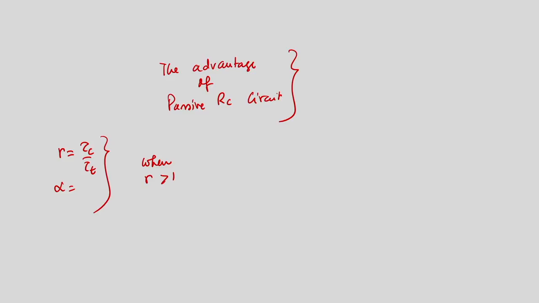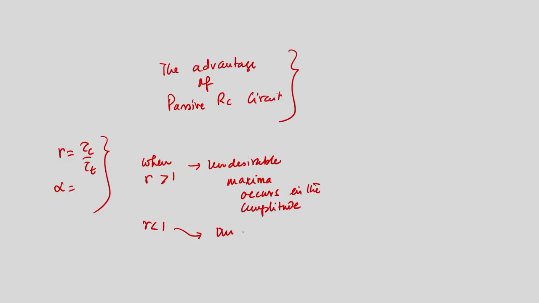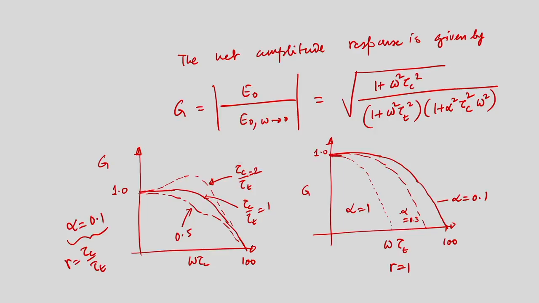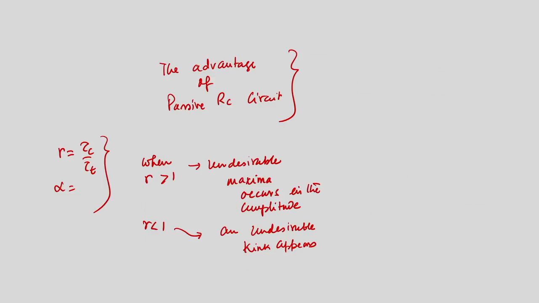when R is greater than 1, then an undesirable maxima occurs in the amplitude. When R is less than 1, then an undesirable kink appears. So, if we go to the previous slide, we can see when R is less than 1, an undesirable kink is appearing, and when greater than 1, an undesirable maxima occurs.